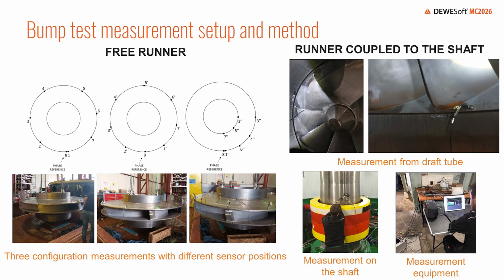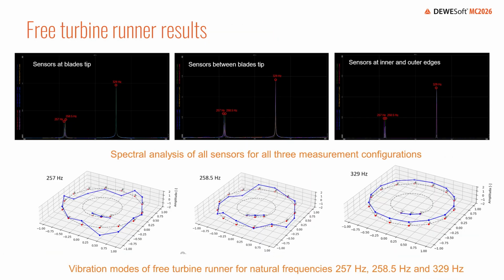So the first results are the free turbine runner results, and we can see that the lowest frequency was around 257 Hertz and another was 329 Hertz. And here are some vibrational modes that occur at these frequencies, which are quite a bit higher than 140 Hertz.